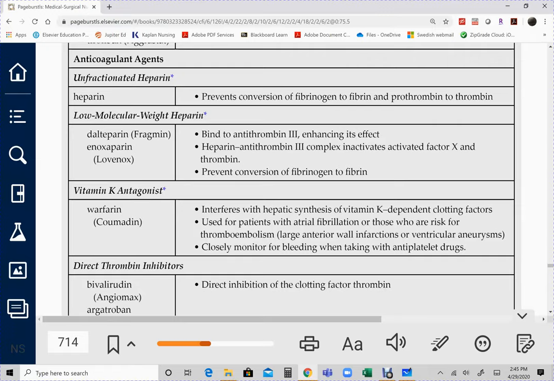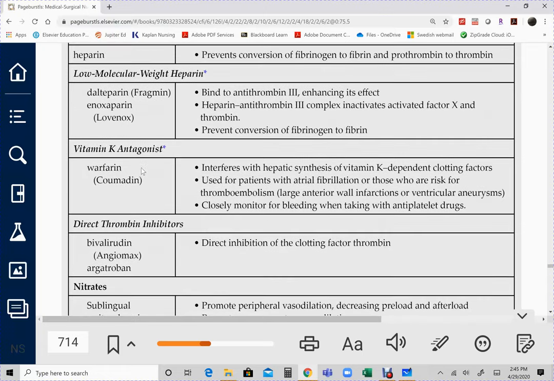LMWH is more for prevention. Okay, let's say you want to prevent DVTs, for instance, or for, let's say, low risk PEs, or low risk blood clots. Vitamin K antagonist, this is warfarin. Again, we'll discuss all these under chapter 37.